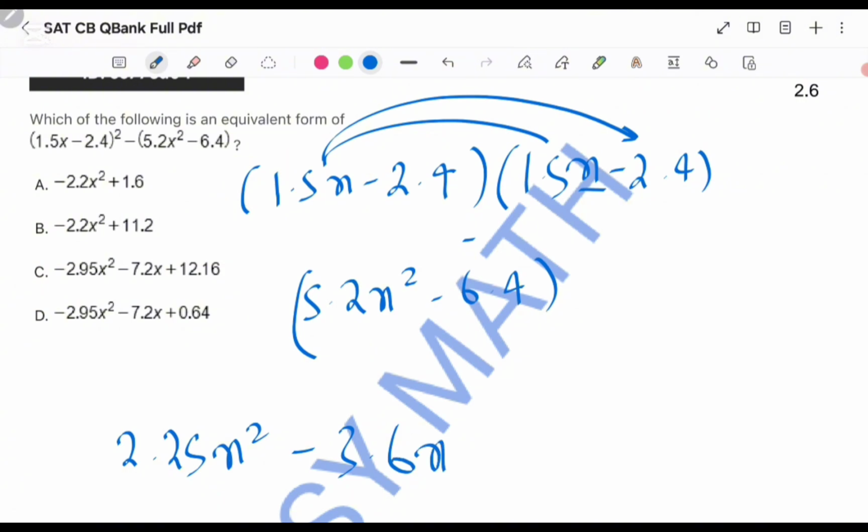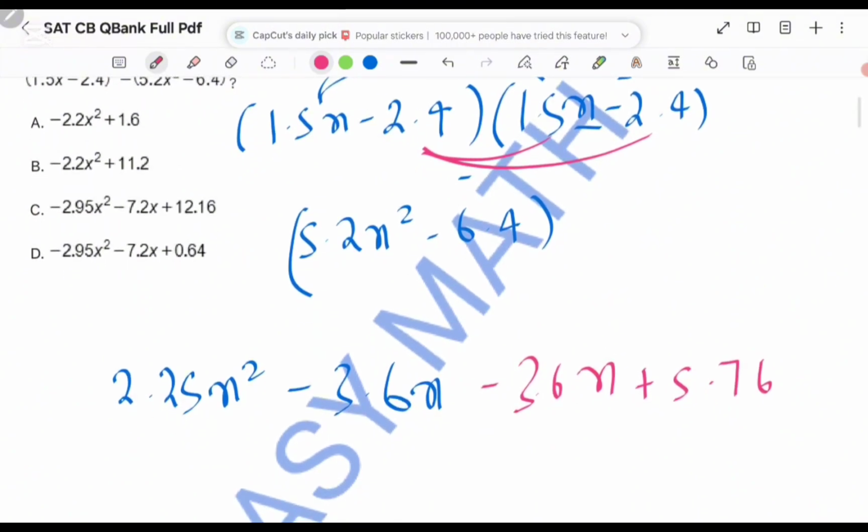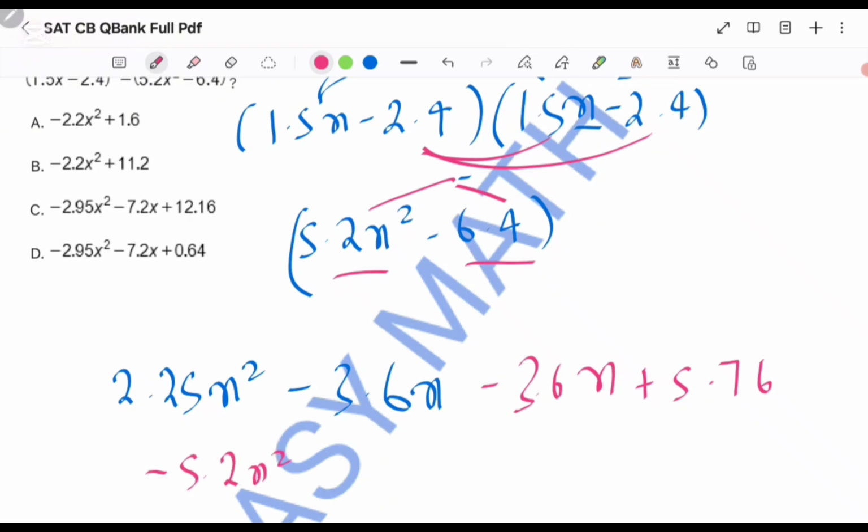All right, and then let's go ahead and do this one, multiply it. So we have negative 2.4 multiplied by 1.5, and that is going to be a negative 3.6x again. And then if you're going with the 2.4 multiplied by 2.4, but they're both negative, it's going to leave us with a positive 5.76. And then we have the negative, which is also going to be multiplied by each one of these. So we're going to have a negative 5.2x squared, and then negative by negative is going to be positive 6.4.